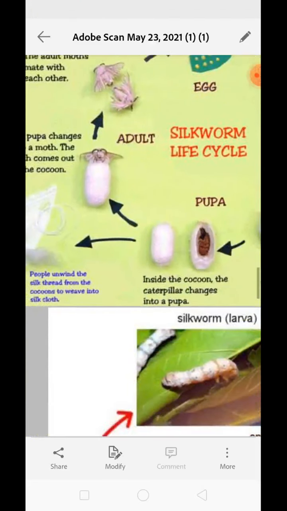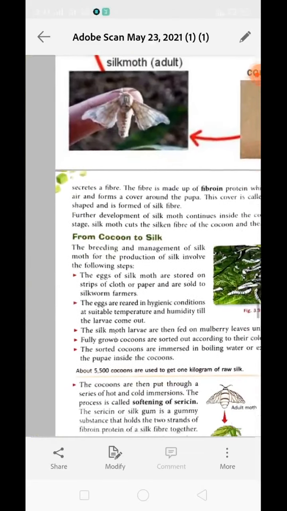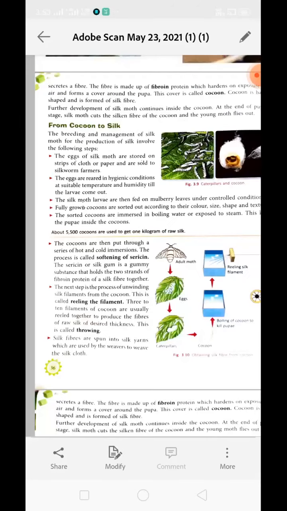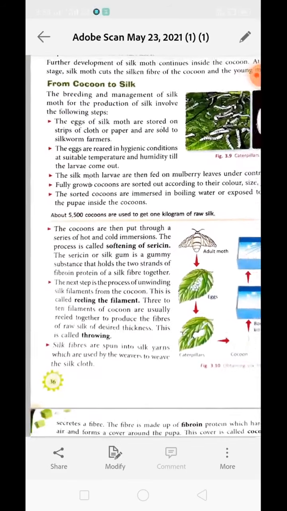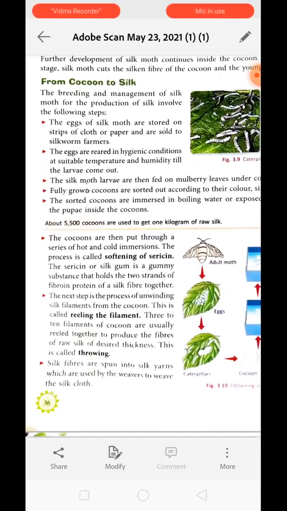Now the next topic for our discussion is from cocoon to silk. The breeding and management of the silk moth for production of silk has numerous steps, and these are mentioned over here. The first step is to obtain the eggs. Eggs of the silk moth are sold in the market for the silkworm farmer. They are sold on a strip of cloth or paper so that the eggs do not get damaged.